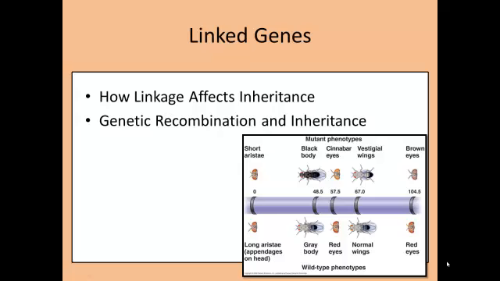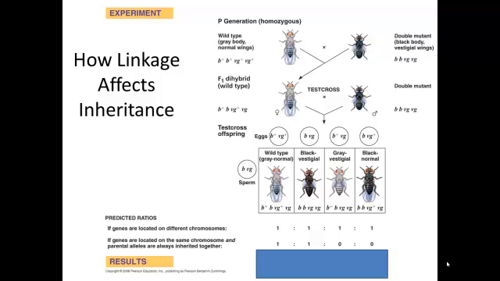Concept 5.3, Linked Genes. In this concept, we will be talking about how linkage affects inheritance and how genetic recombination affects inheritance. The discussion of X-linked genes in the previous concept has introduced you to the idea that there are specific locations on genes for each chromosome. Now let's discuss genes that are on the same chromosome and how that affects phenotypes.